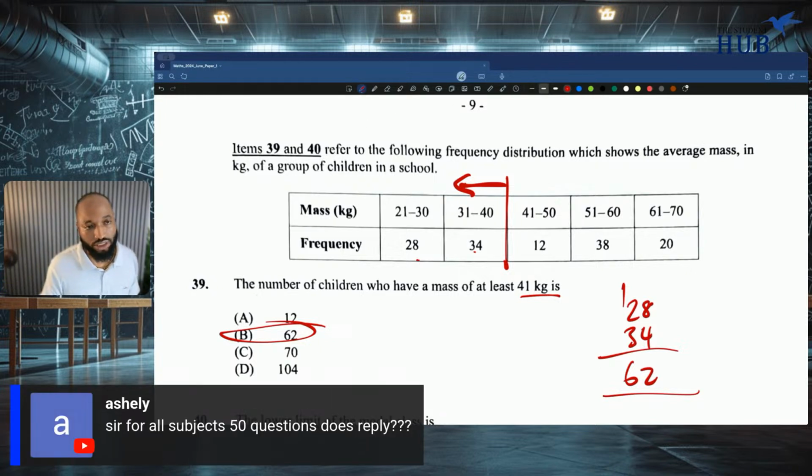It differs from subject to subject. So if you do the last 10 years of multiple choice for all these subjects, you're pretty good to go, according to what usually happens.